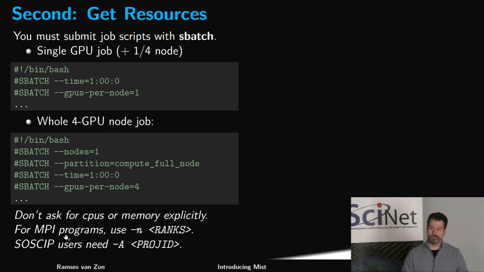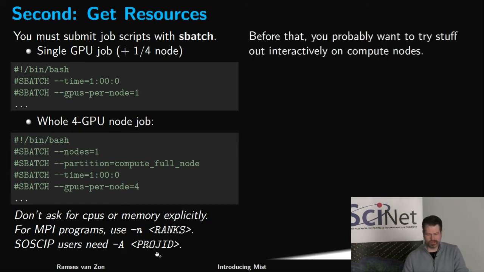And then finally, if you're going to be a SOSCIP user, you'll have a project ID. To get that allocation, you'll have to set your dash A parameter to your project ID. For CC users, that's not necessary. So that's what your job scripts are going to look like.